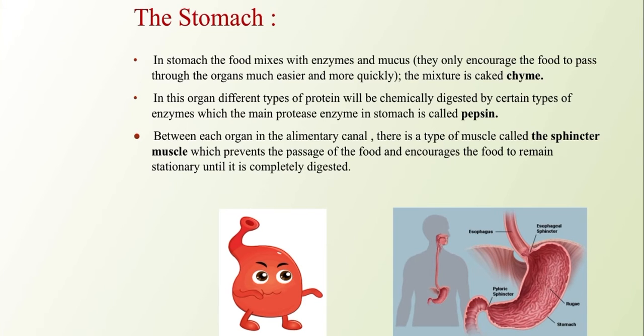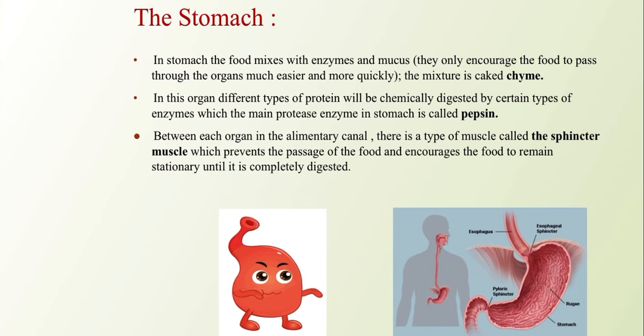In this organ, different types of proteins will be chemically digested by certain types of enzymes. The main enzyme which is going to break down the proteins in the stomach is called pepsin, working at a pH of 2, which means it's really acidic, which causes the food to become acidic. That means since the food spends nearly 2 to 3 hours in acidic conditions, it becomes acidic.